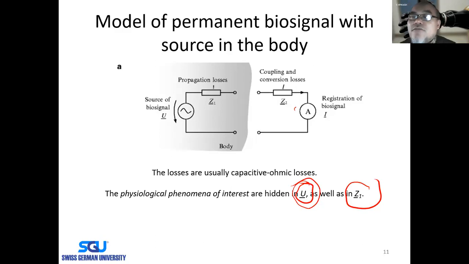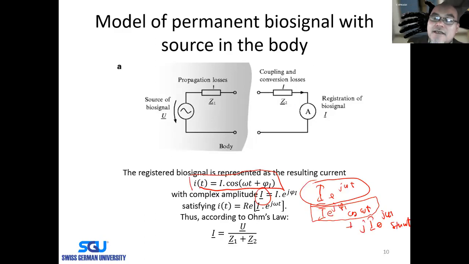Why do we do modeling? So that we can analyze the system using the circuit law. In this particular example, we can model the captured signal in our sensor as current. And the current magnitude can be calculated or analyzed using Ohm's law, as the voltage source divided by the impedances. Impedances come from the propagation and the coupling.